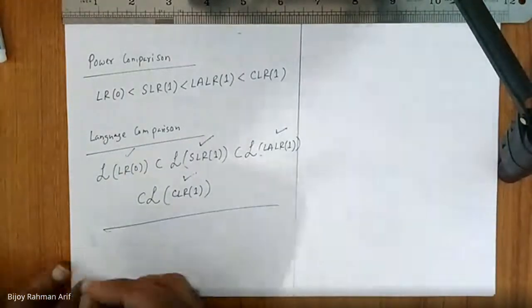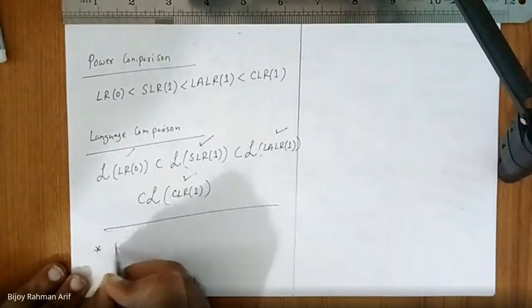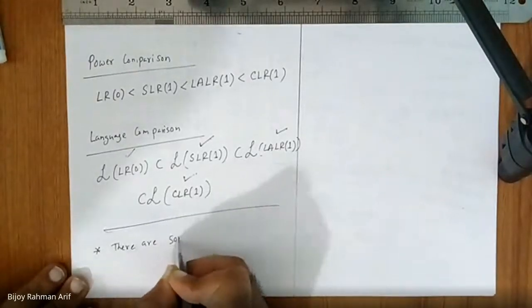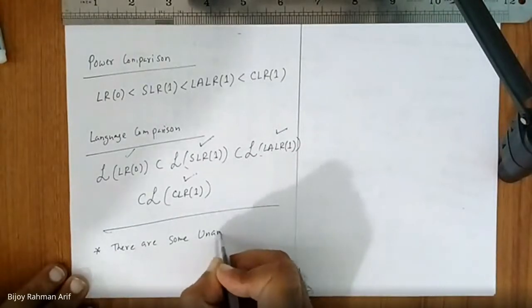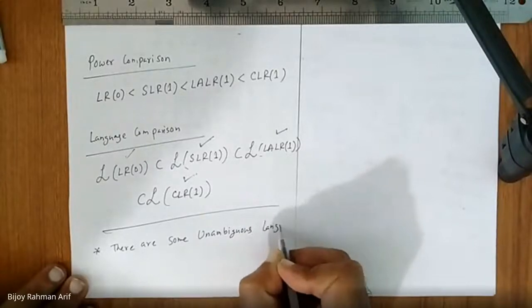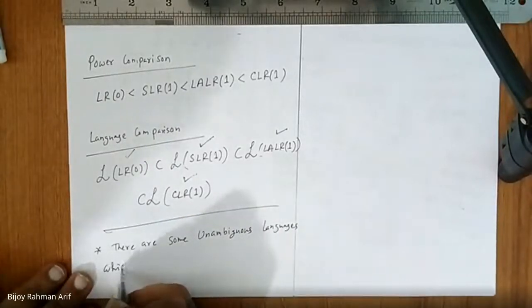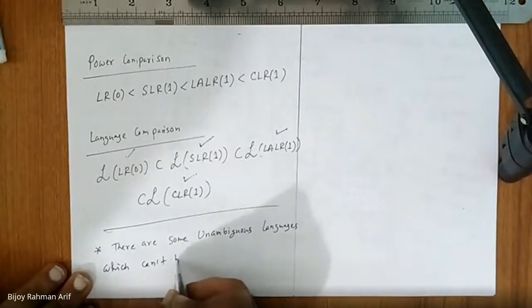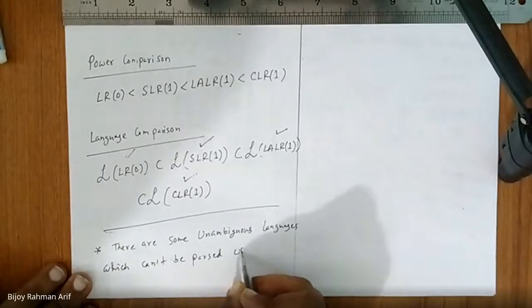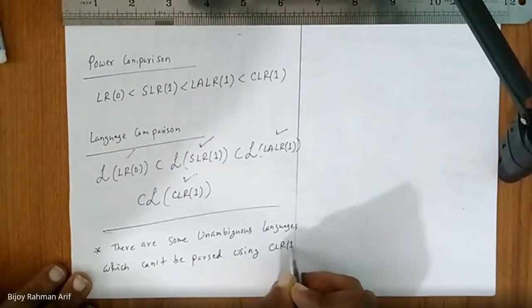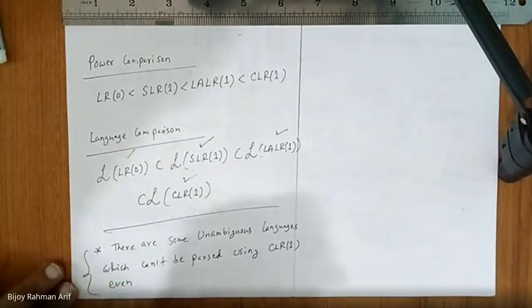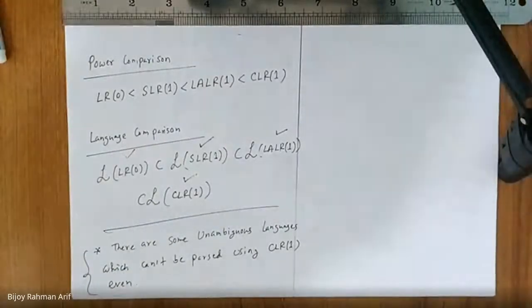Okay, and there are some unambiguous languages which cannot be parsed using CLR1. So that is the shortcoming of humans. There are some languages which cannot be parsed. We cannot use those actually. Though the grammars are unambiguous, our method is not powerful enough. So even using CLR1, we cannot generate a parse tree.